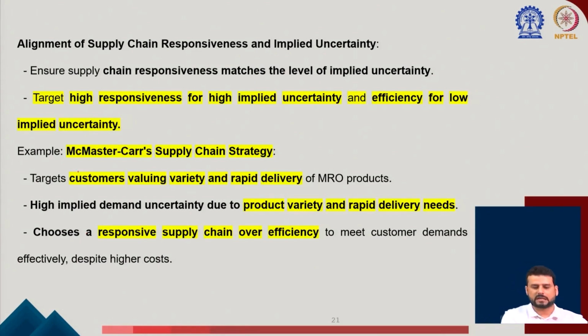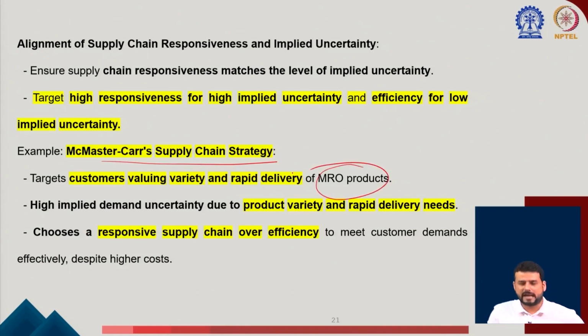So the McMaster-Carr supply chain strategy, if you just go through that quick example, they deal with maintenance, repair and operation products. So obviously the variety is huge, because for maintenance you need so many different equipments, right? Different requirements. If you are talking about only keys, how many different sizes of keys are required? And then so many different other items, right? So rapid delivery and variety, they have to ensure.